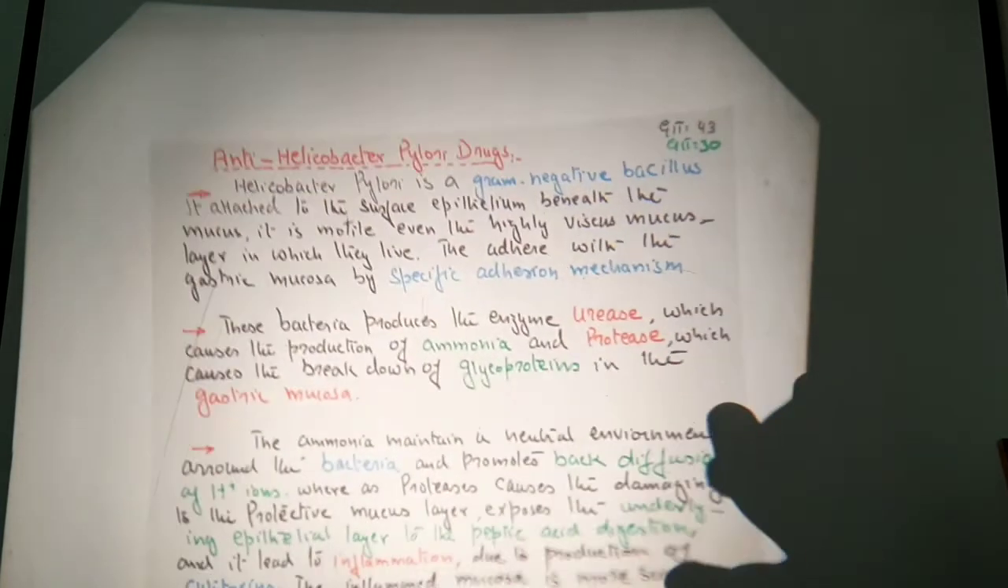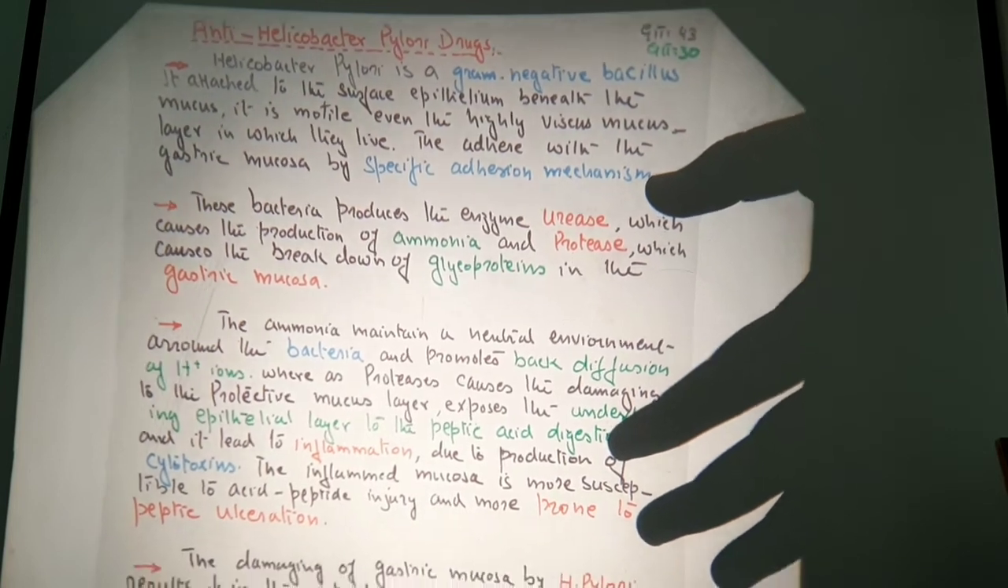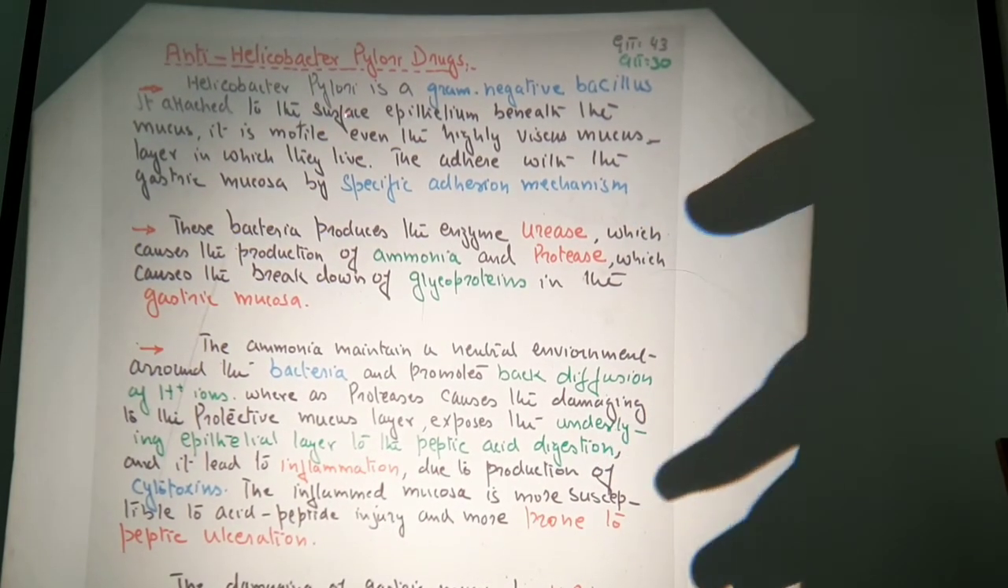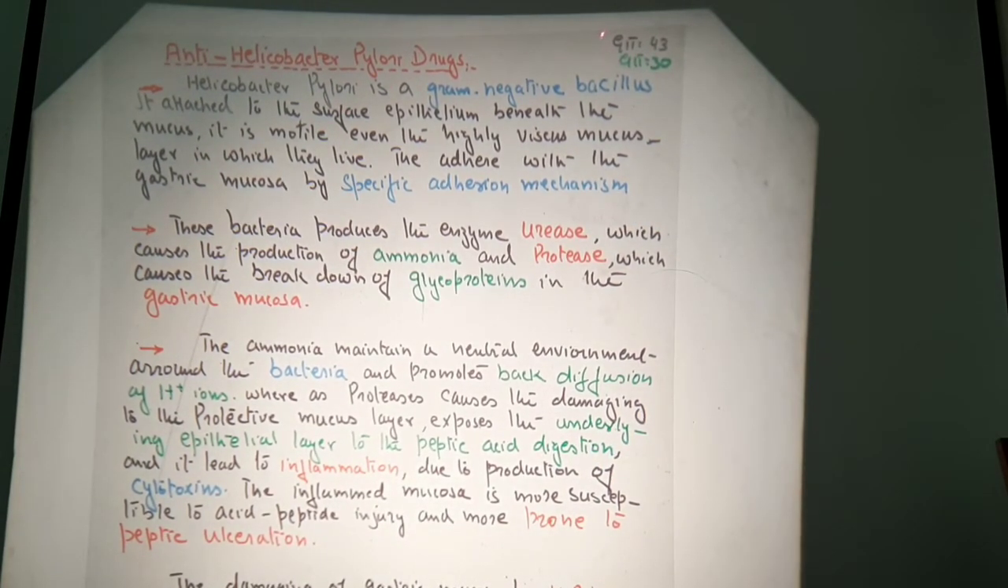It is very easy. Now coming to the most important microorganism which is responsible for the formation of peptic ulcer, that is anti-Helicobacter pylori drugs. Now what is Helicobacter pylori? Yesterday I told you about Helicobacter pylori.